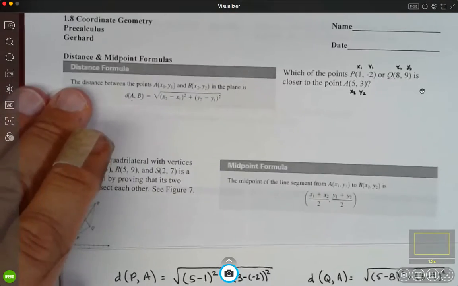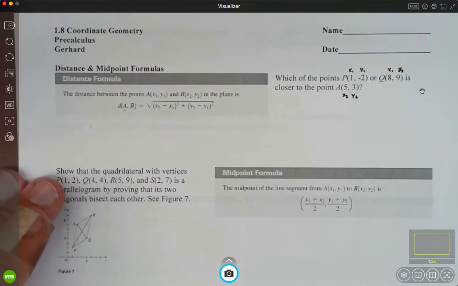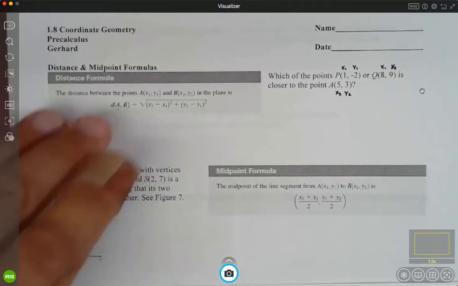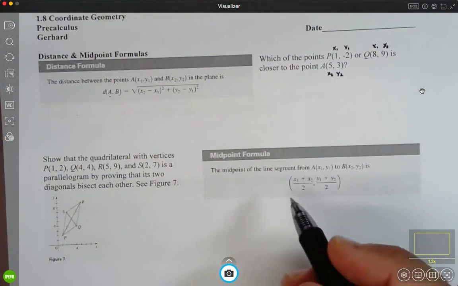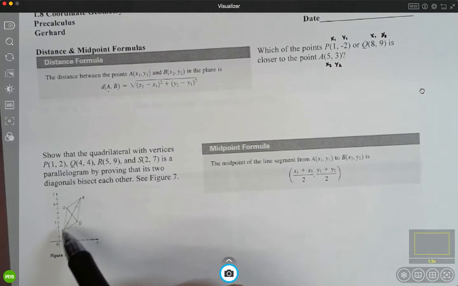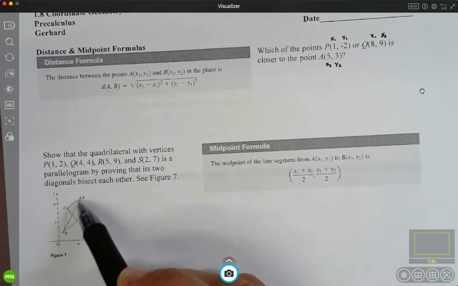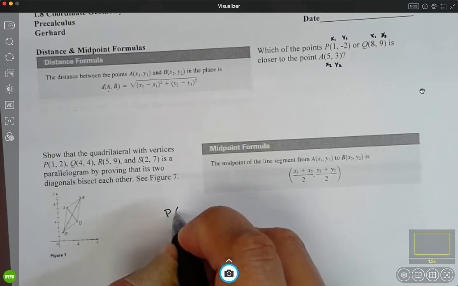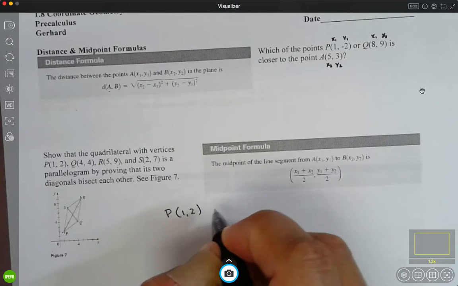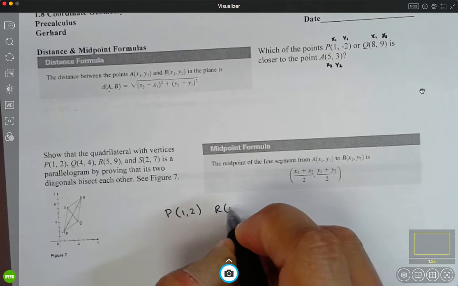Now for the midpoint, same idea. We want to use the midpoint formula. Okay, and we'll do that right here. We want to show that PR, the midpoint between P and R, is the same as the midpoint of S and Q. So if I'm looking at P and R, P is 1, 2, R has coordinates 5, 9.